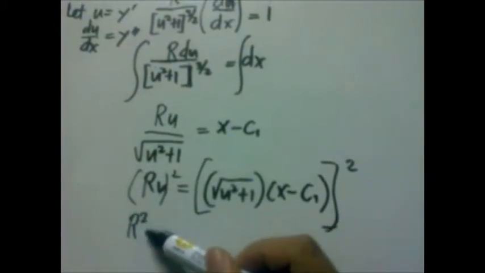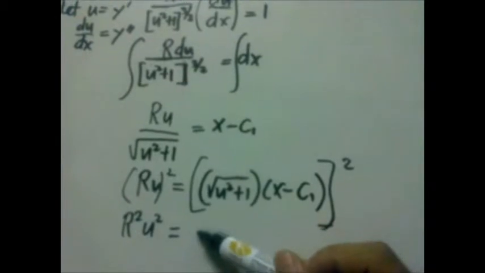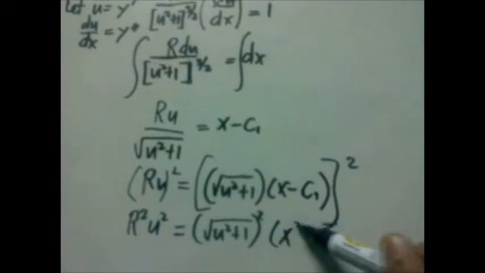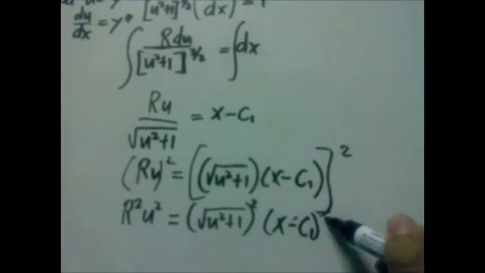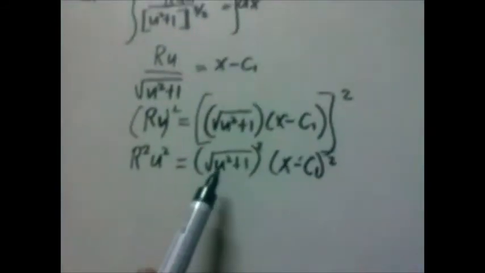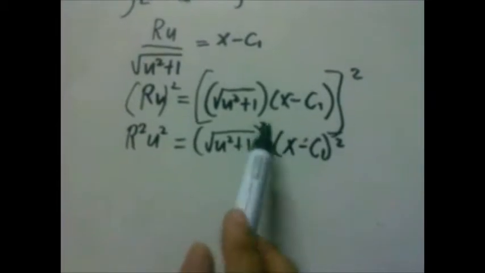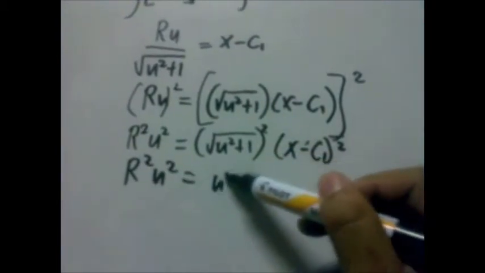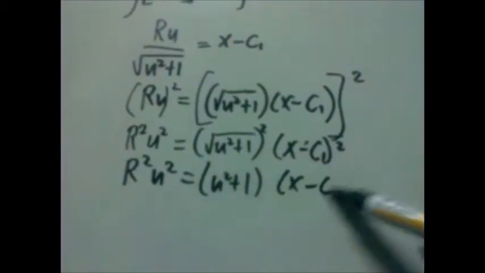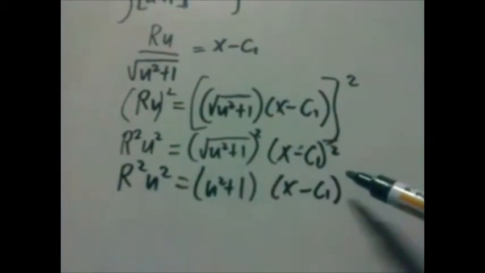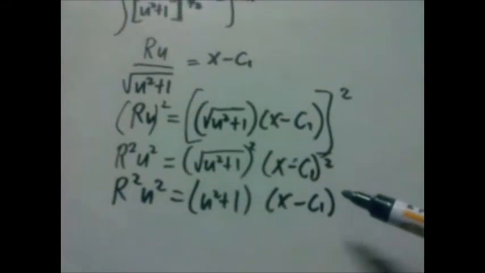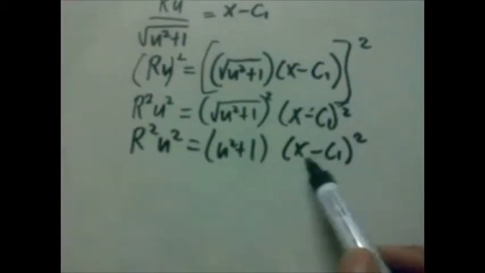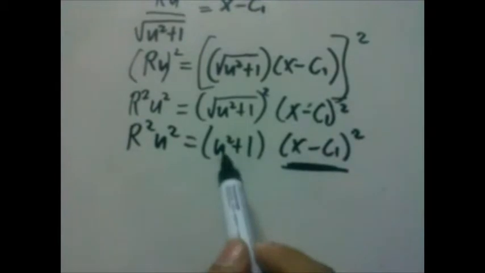So it becomes now r squared u squared is equal to the square root of u squared plus 1, squared, times x minus c1, squared. As you can see, we will now automatically cancel the square root because the entire quantity has been squared. So r squared u squared is now equal to u squared plus 1 multiplied by x minus c1 squared. So what we're going to do now is distribute this term over the u squared plus 1.